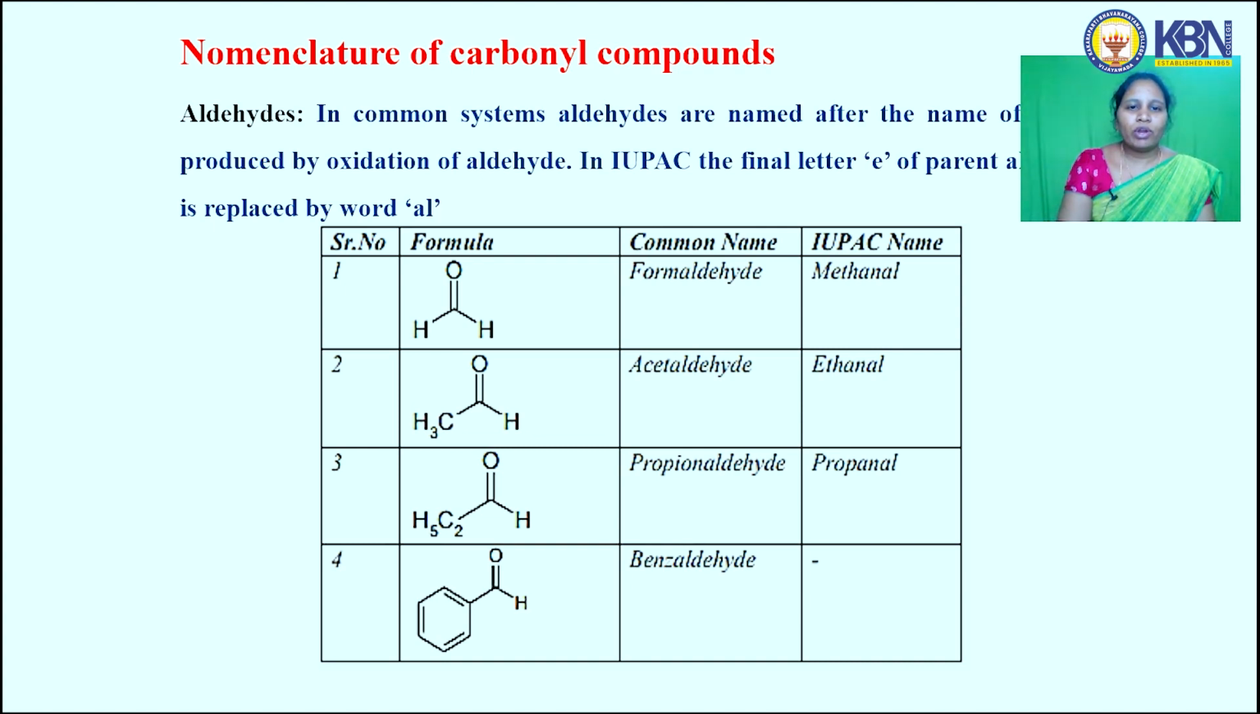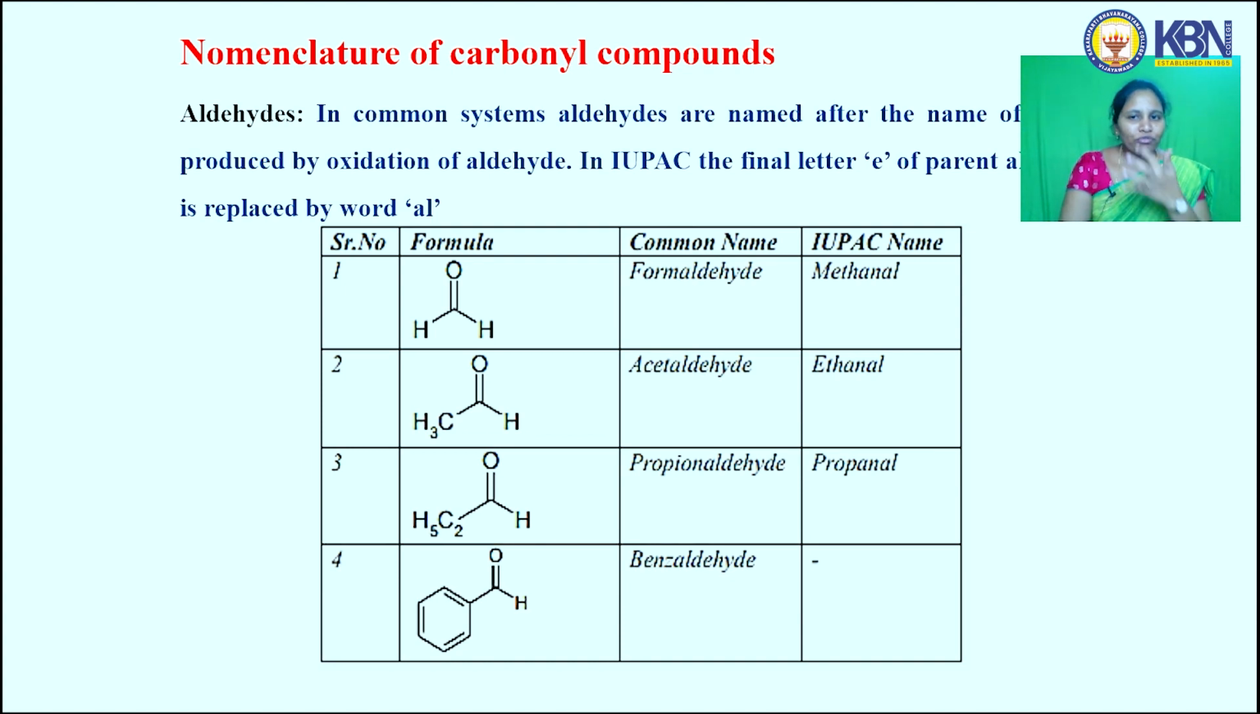Let us see one example: HC double bond O H. The common name of this one is formaldehyde, and the IUPAC name is methanal. The second one is CH3 C double bond O H. The common name of this one is acetaldehyde, and in the IUPAC name the last letter is replaced by Al.